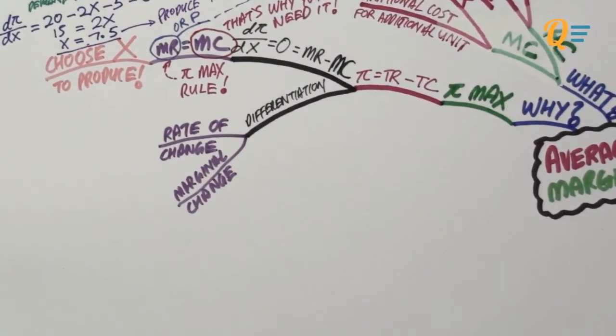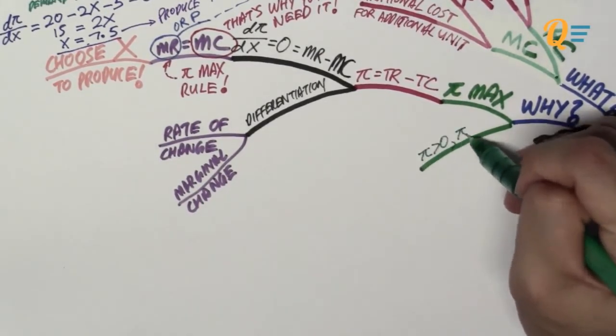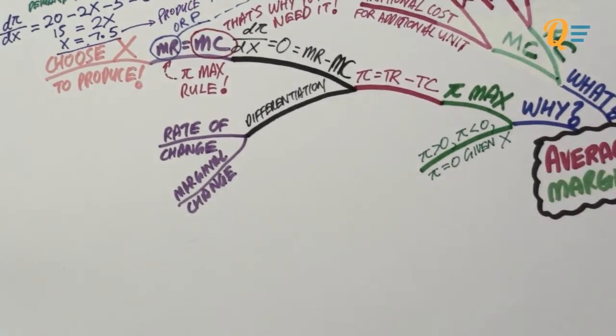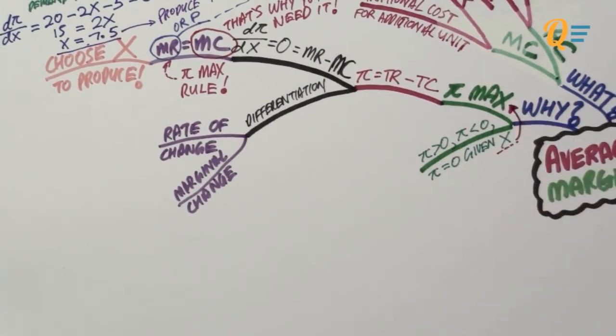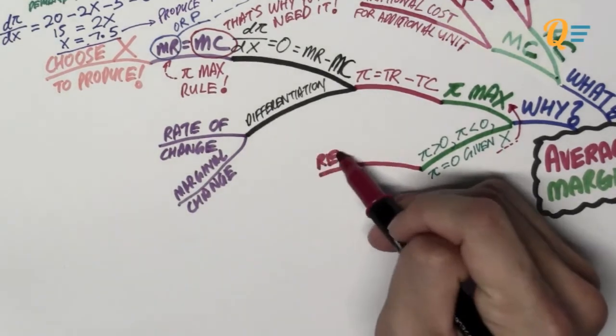And the second reason why we're going through all this pain is because we want to talk about profits, right? So you want to know whether profit is going to be more than 0, less than 0, or equals to 0, given that amount of x they are producing. Well, you might be maximizing your profit, but you might not be making positive profits. You might be minimizing your losses. Okay, so that is the second reason why.